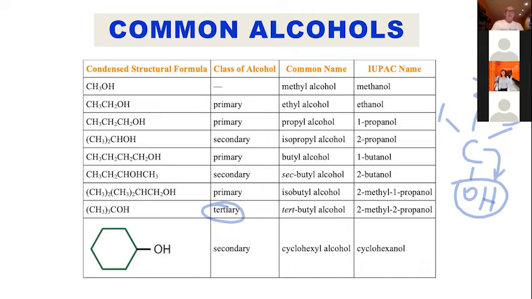And then remember, when we have a ring, we just have that 1 functional group. We don't have to say where it is because that is assumed that's carbon 1. So we would just call that cyclohexanol. It's got 6 carbons, it's got a hydroxyl group on it. That's carbon 1. Don't have to say anything else, just cyclohexanol.